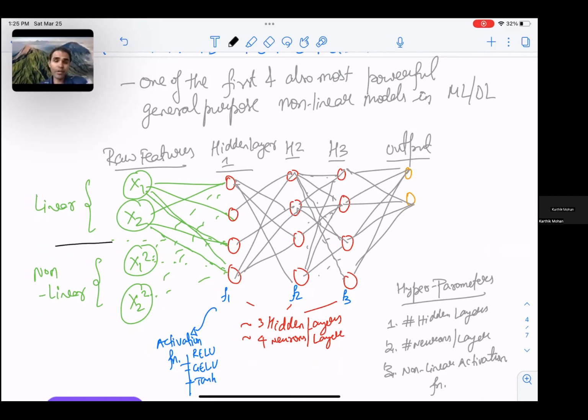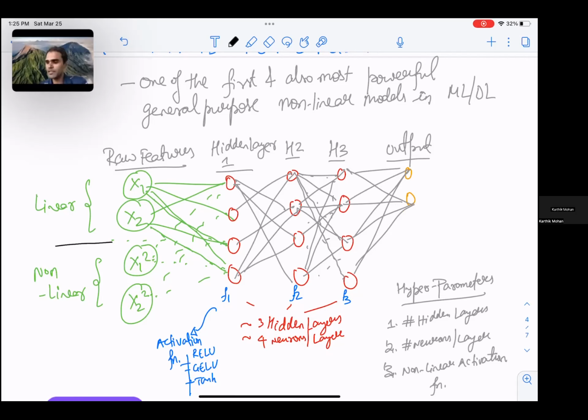You may or may not choose to use nonlinear features in your model, because you may not have access to good nonlinear features. So let's say you have linear features and maybe you have nonlinear features. Then we have the hidden layers, the circles in red. Here we have 3 hidden layers, H1, H2, H3. And you have the output layer, which is typically softmax across your classes.